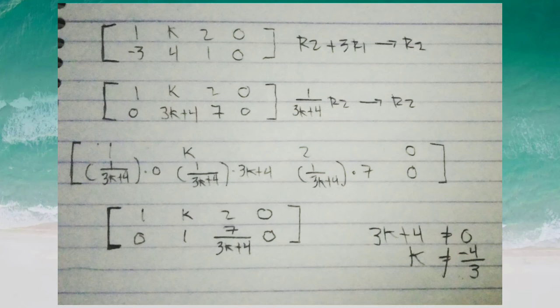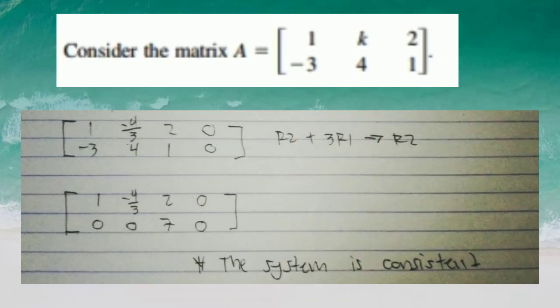Notice that K is not equal to -4/3, but what if we substitute it for K in the original matrix? It will result in 1, -4/3, 2, 0 for the first row, and -3, 4, 1, 0 for the second row. Then perform R2 plus 3R1 to get the second row. Here, it simply shows that the system is consistent. So the original system is consistent for all real K.